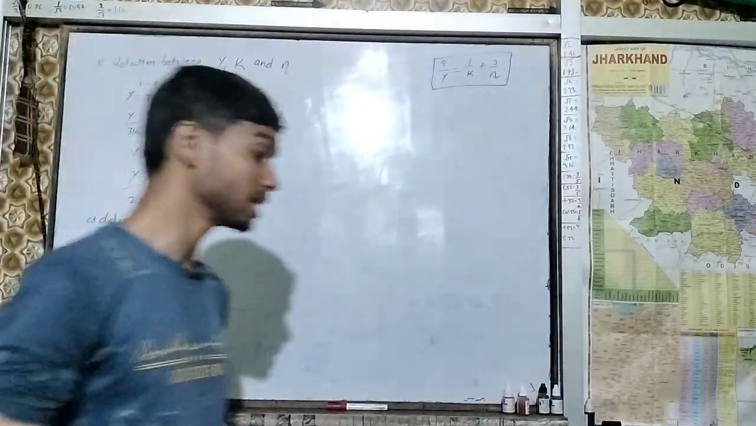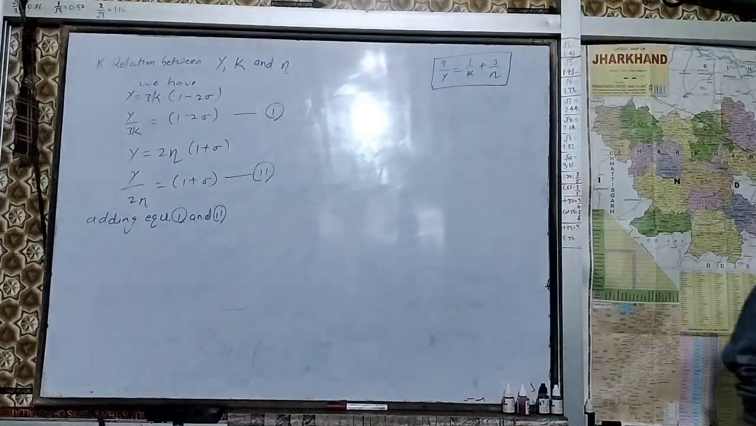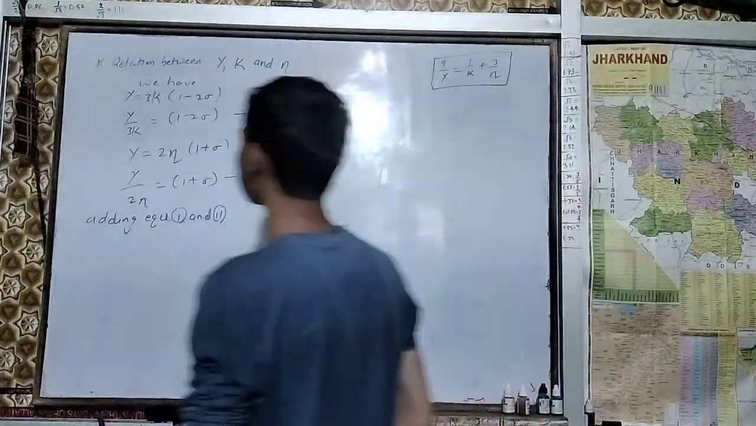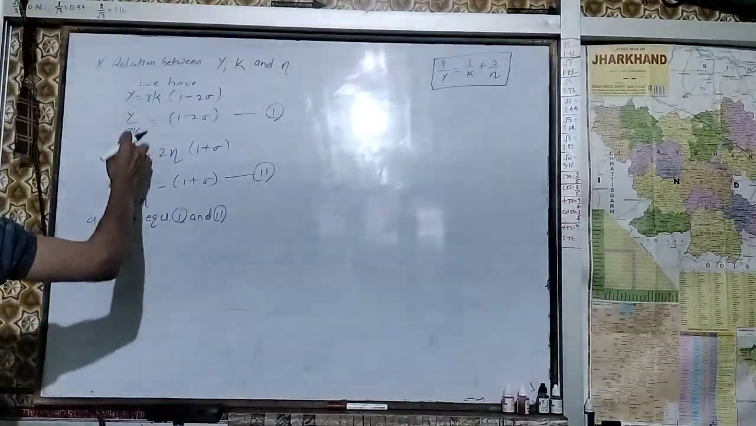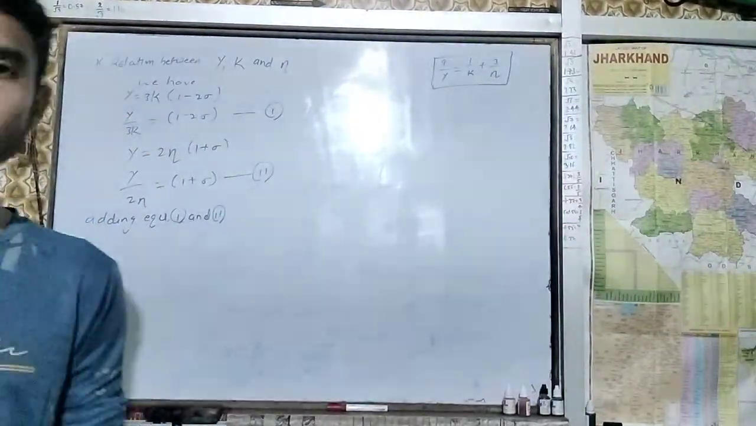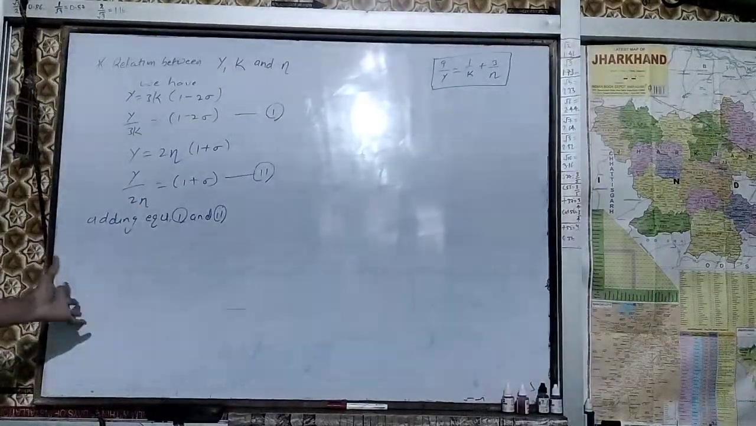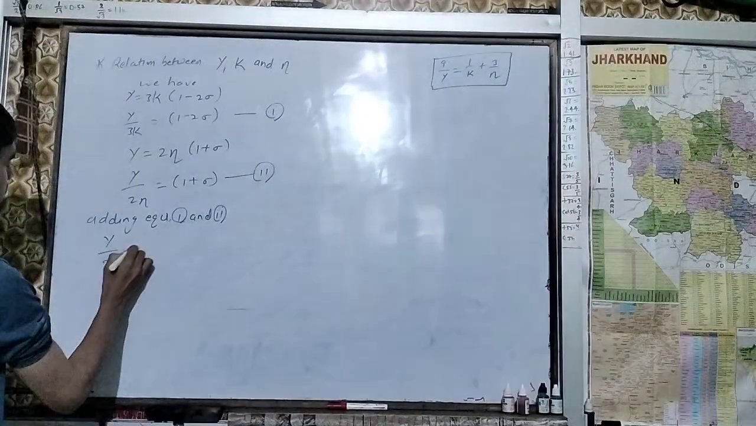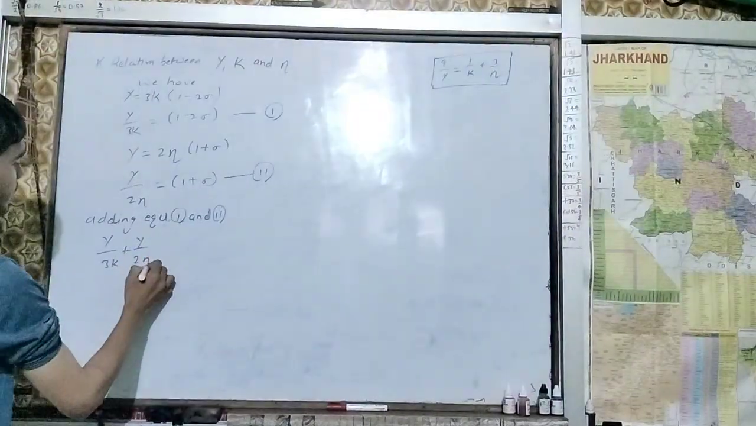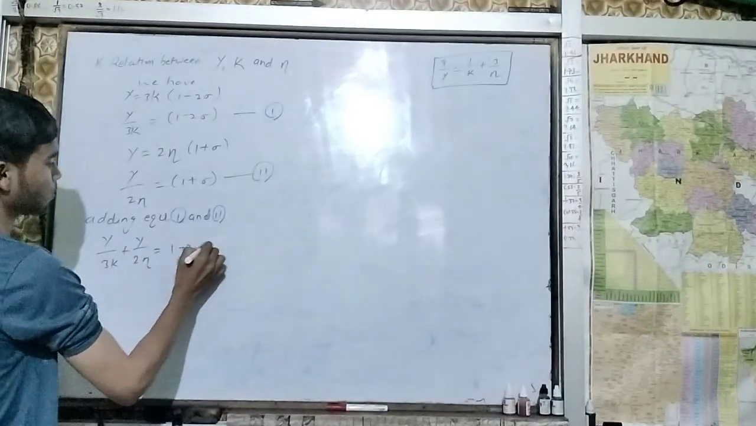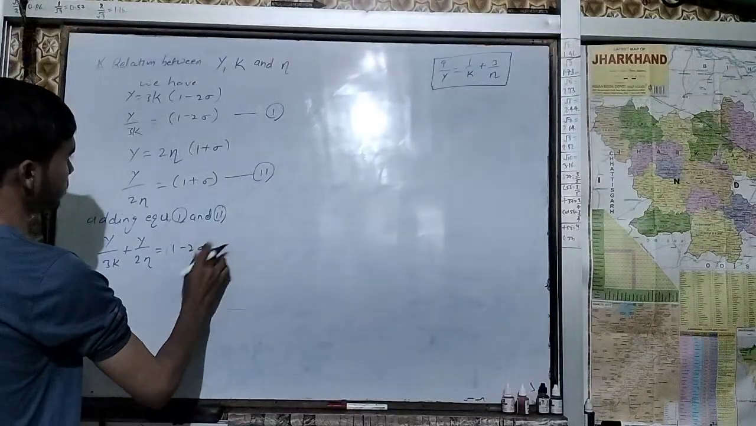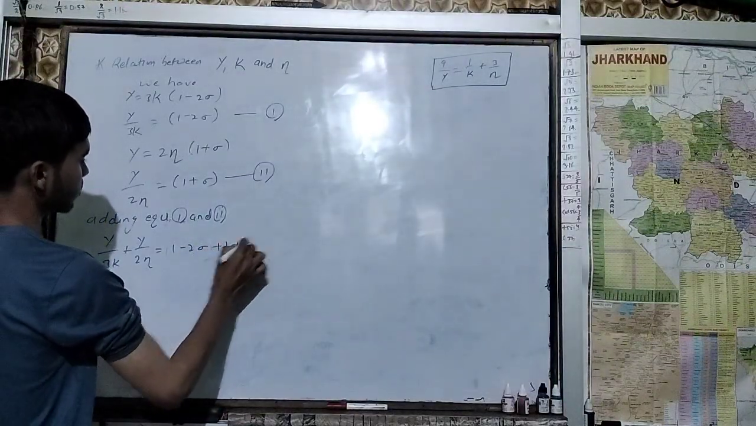Till here I think you will not have any doubts. Now adding equation number 1, just add this y upon 3k plus y upon 2k, like that. And let me write y upon 3k plus y upon 2η. Am I right? 1 minus 2 quotient ratio, got it, no problem. Then we have 1 plus quotient ratio.